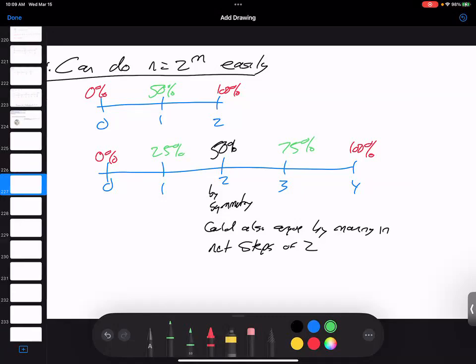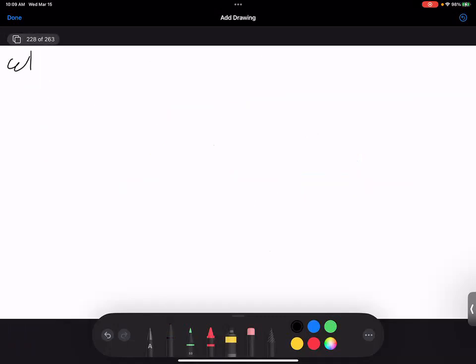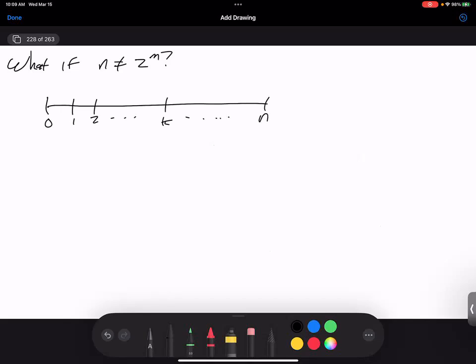Okay. So now the question is, what if n does not equal 2 to the m? Well, let's try to think of what we could do in a case like that. So imagine we have 0, 1, 2, ... k ... n, and assume we know the configuration here. So let's assume we know it for n, and try to find it for n plus 1. So we want to extend this one more.